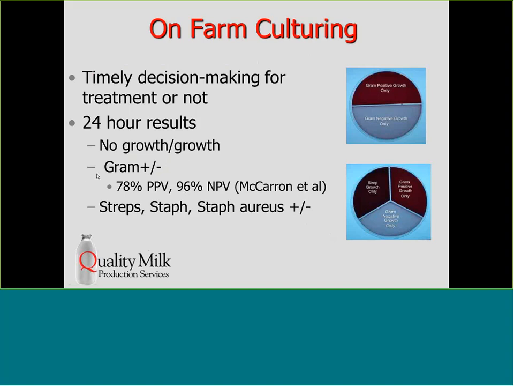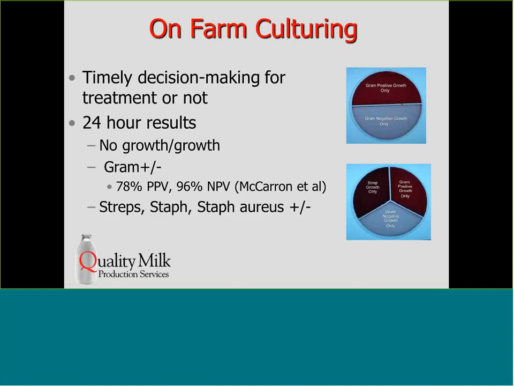We can also decide pretty reliably, probably 80 to 90% of the time, whether it's a gram-positive or a gram-negative organism. Where people get in trouble with on-farm culturing is when they start to pretend they're microbiologists and want to figure out if they've got Prototheca and yeast and Strep dysgalactiae versus Strep uberis and maybe even plus or minus Staph aureus.